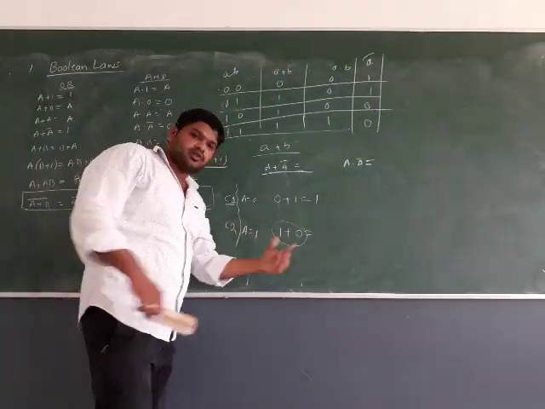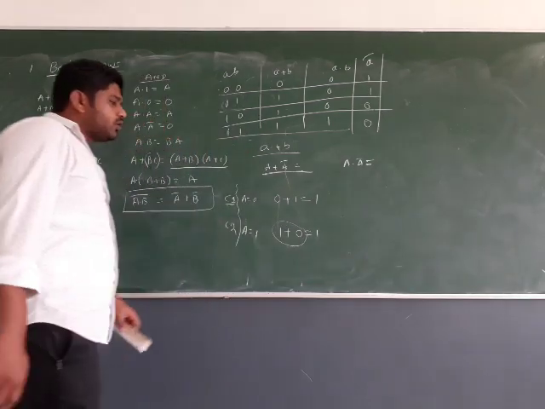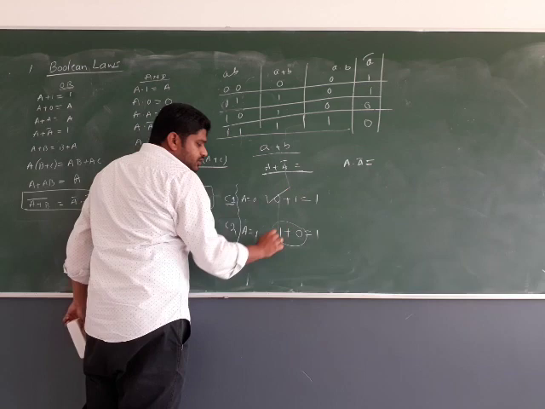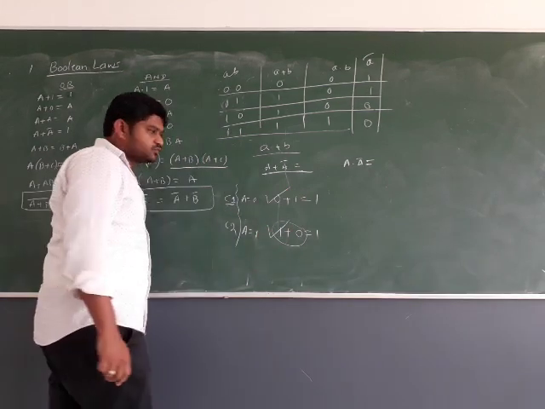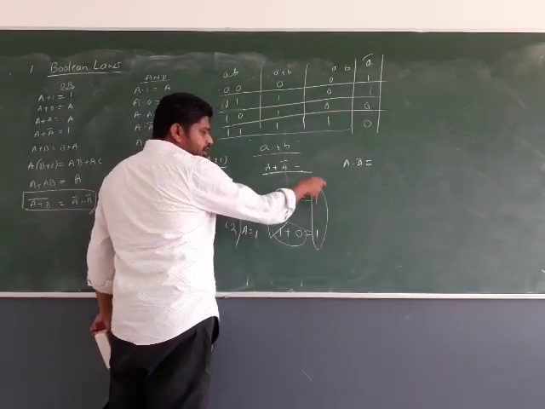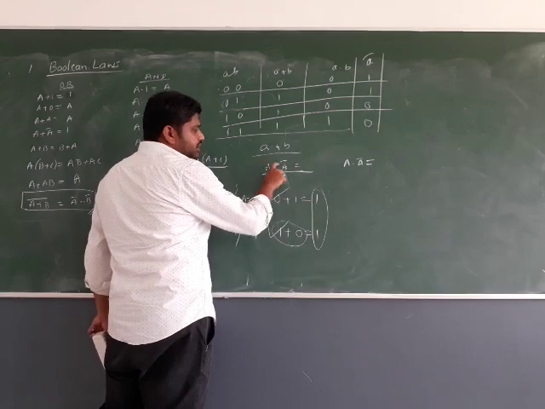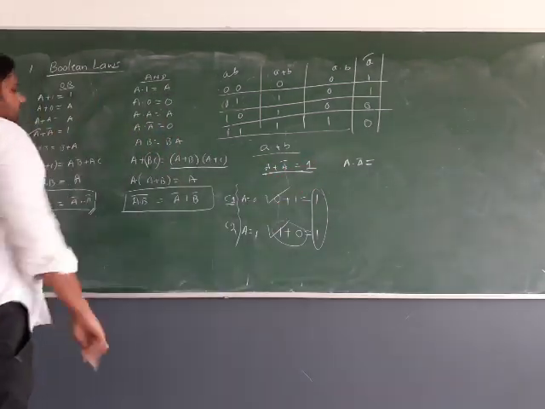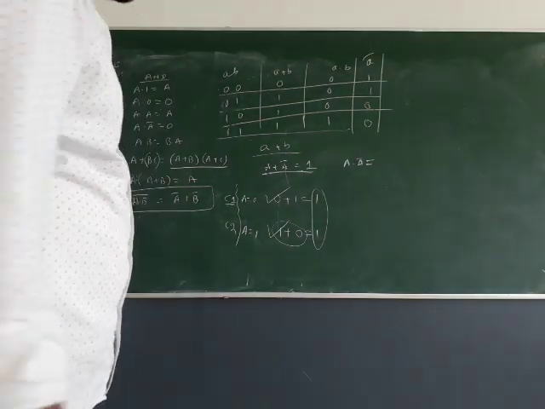What is 1 plus 0 always? 1. Okay, so now no matter whether A is 0 or A is 1, what is the definite result of A plus A complement? It is 1. Hence we write A plus A complement as 1.